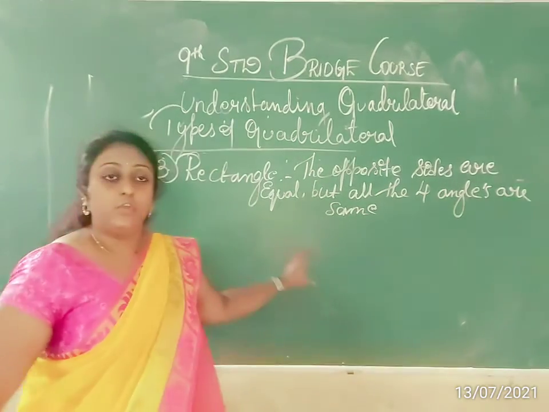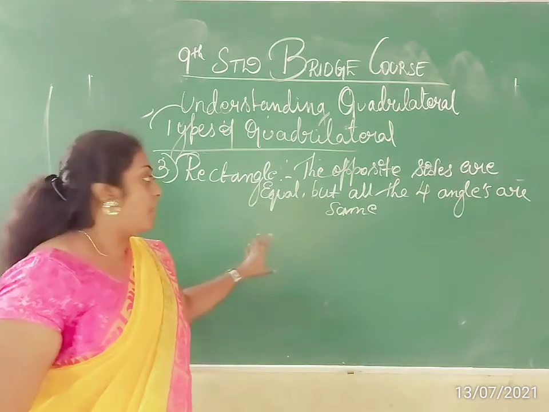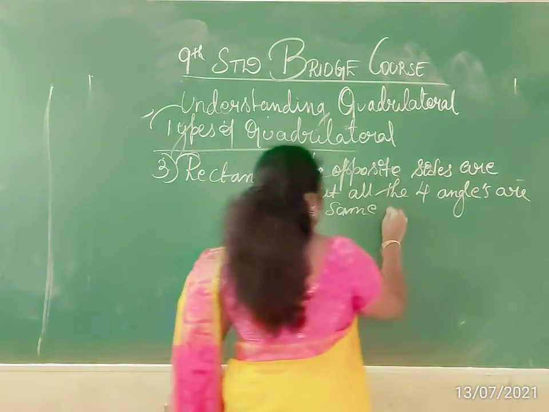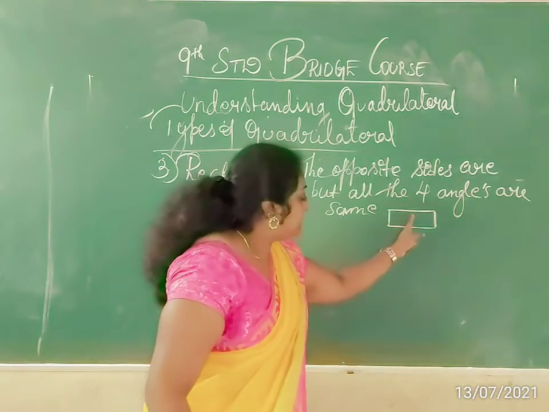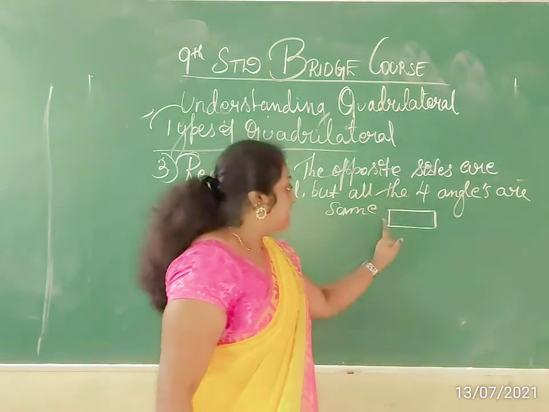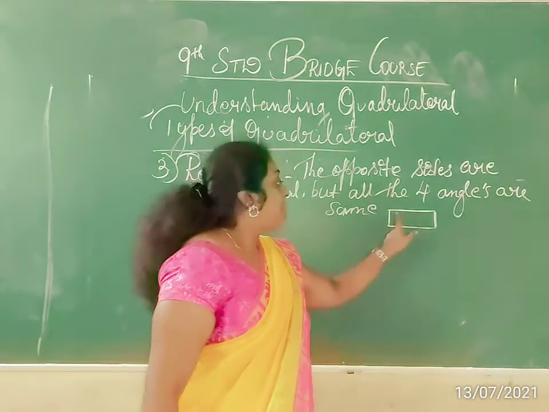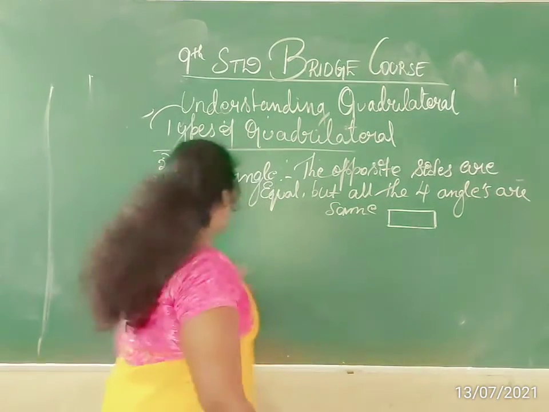Okay. Now what we will do? We will draw a figure for your rectangle. See here. This side and this side are equal. This side and this side are equal. But the angles are the same.